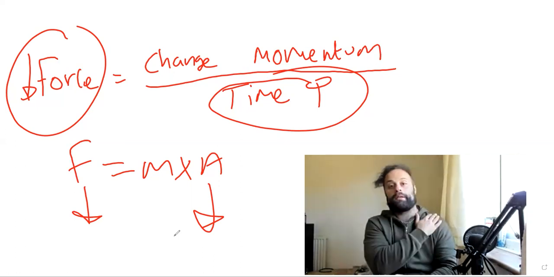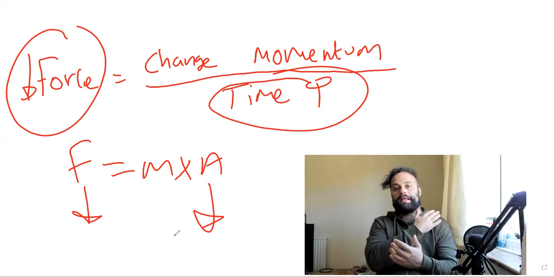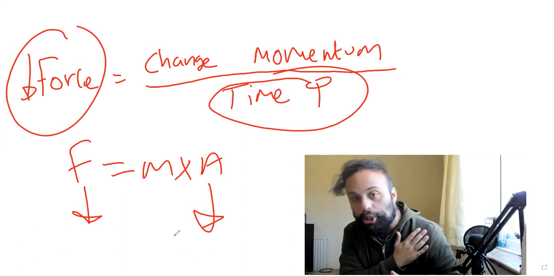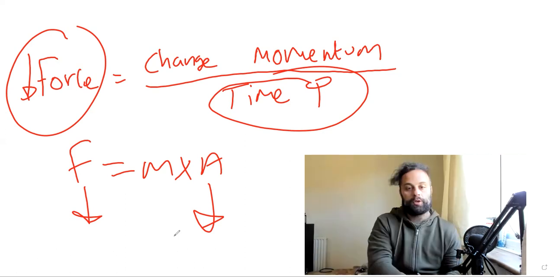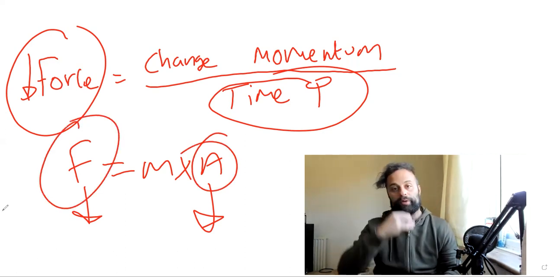Now, the thing about seatbelts is they increase the chances of survival because what they're doing is making the person decelerate slower. A smaller deceleration. So if this deceleration is smaller, the force acting on the person is going to be smaller.